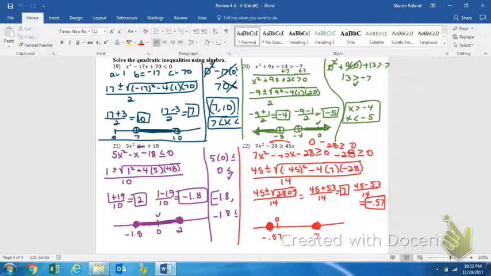Oh, hold on. Let me check this. Okay, it definitely is not greater than, so that is negative. So this is not a point. If you cannot shade in, you're going to shade out. And so your solution is x is less than or equal to negative 0.57, and x is greater than or equal to 7. Okay, and that's it.